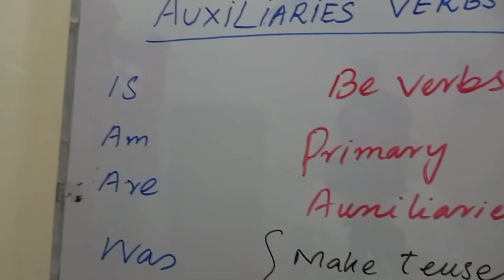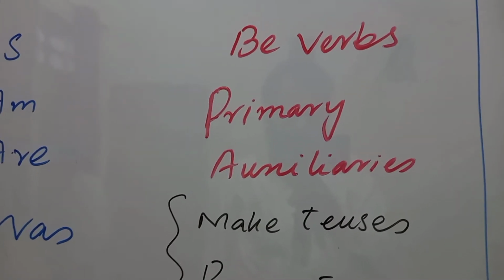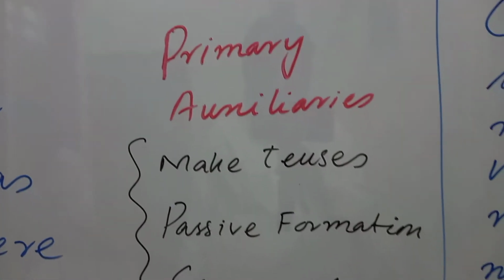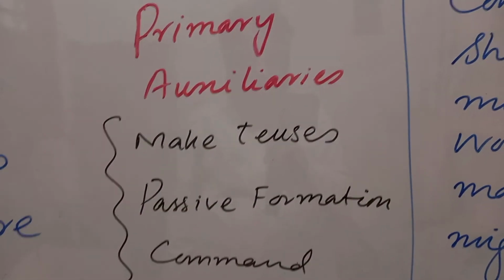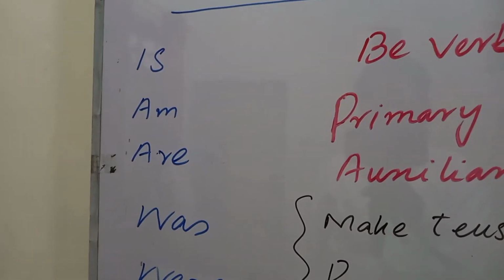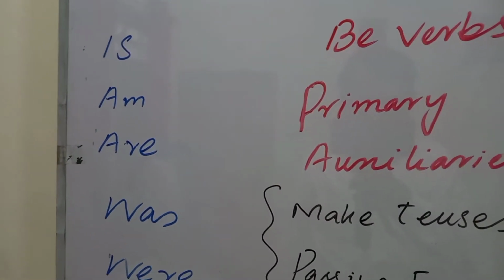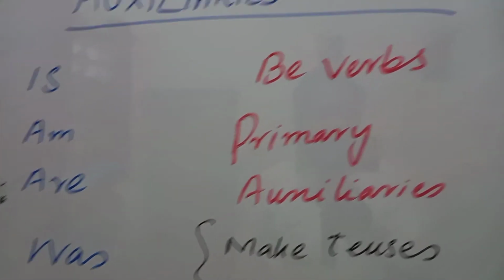Because these are all helping verbs, they are used in different tenses, and it is also possible to create passive forms, and sometimes we use imperative sentences, and then specific agreement. There are some helping verbs like am, is, are, was or were. They are used with specific subjects.